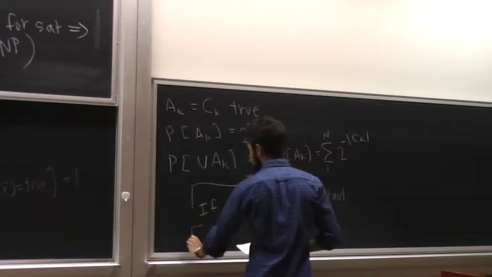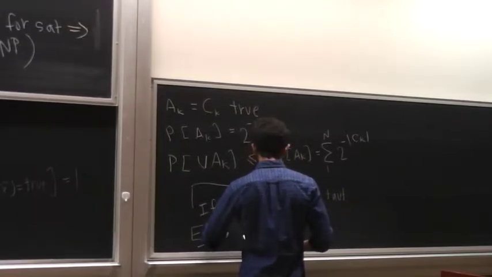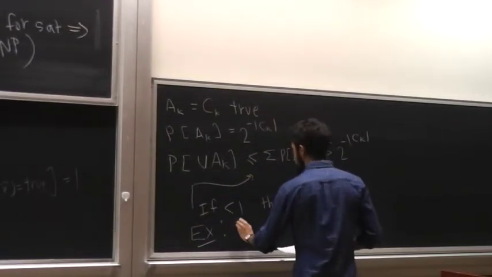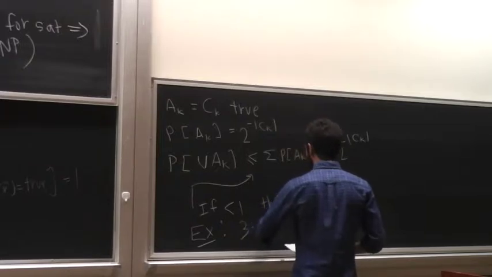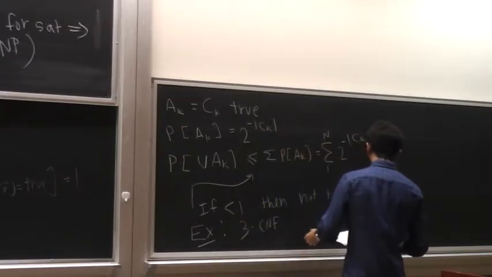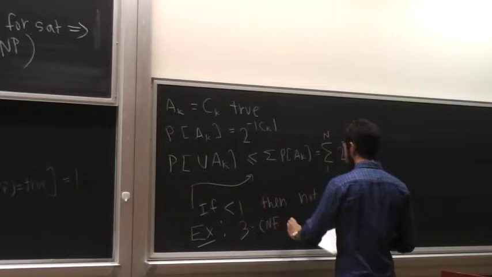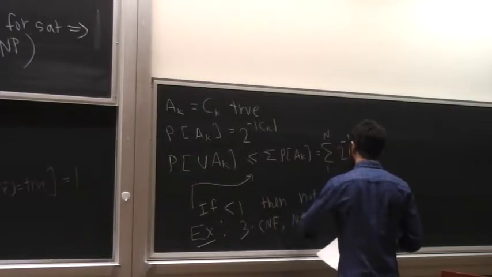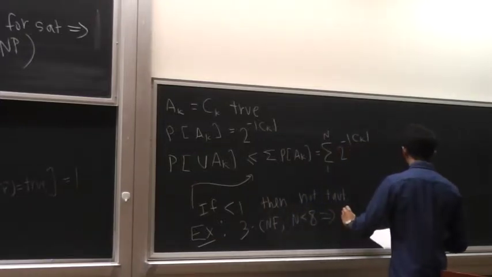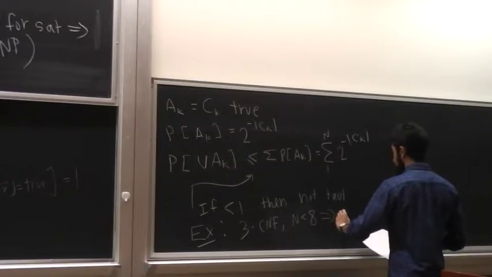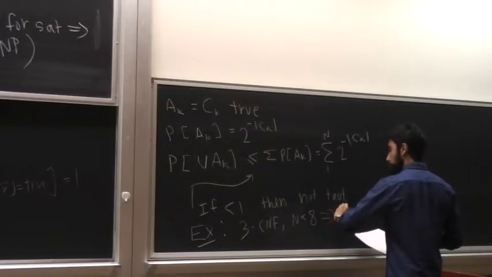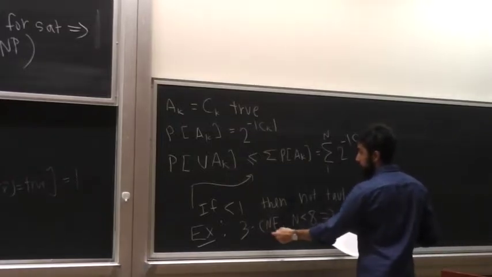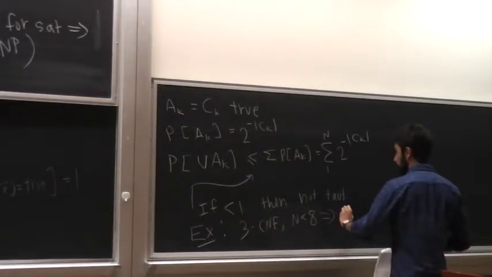So for example, if you have a 3 CNF, meaning that each clause is size 3, and suppose the number of clauses is less than 8, this would tell you there's no way the DNF can be a tautology, so that would tell you this is satisfiable.